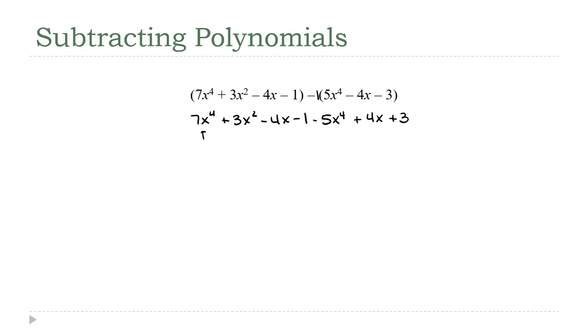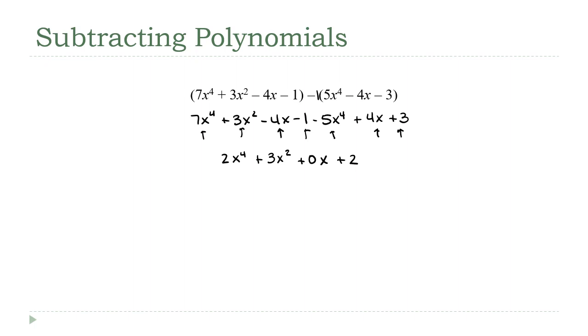I've got a 7x to the fourth and a minus 5x to the fourth. So that's 2x to the fourth. There's only one x squared term. There's two x's. Now look, minus 4x plus 4x. Minus 4 plus 4, that's 0. Right? So then I'm actually going to go ahead and write it in. So this is plus 0x. The minus 1 plus 3 is plus 2.